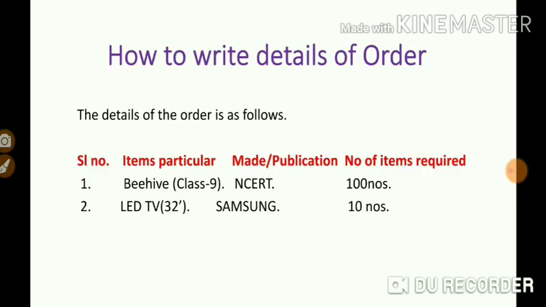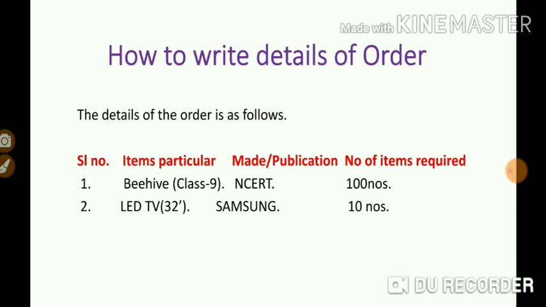Now come to the middle part of the body. As I had told you, in the middle part of the body, the details of the order should be mentioned very clearly. So let us see. Suppose I have given two different things, right? You see, details of the order is as follows: serial number, items particular, means the name of the items and its details, the company of which you want, made, or publication, means of which publication.